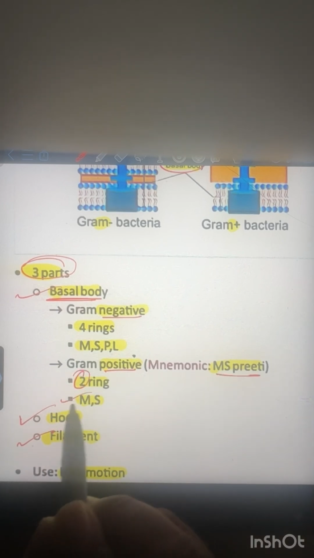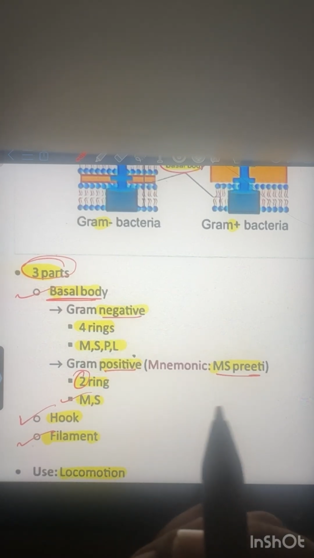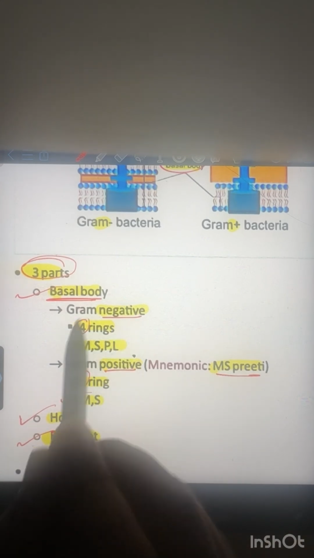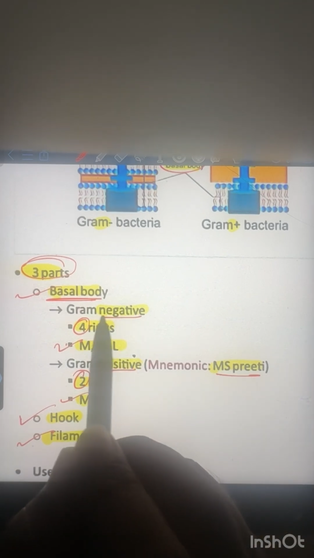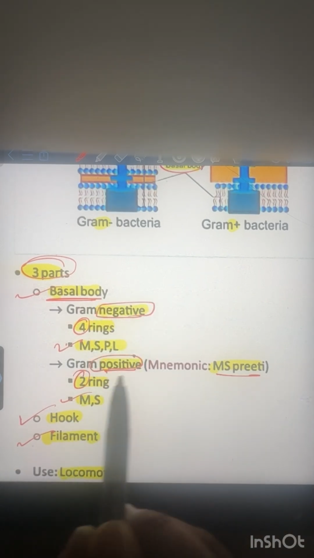If you're talking about a gram positive organism, you will see just 2 rings, and that is M and S, that makes it a gram positive. But if you see 4 rings, M, S, P, L, that is going to make it a gram negative. So simple, if M and S are visible, 2 rings are visible, that is going to be gram positive. That is what I kept as a selfish mnemonic.